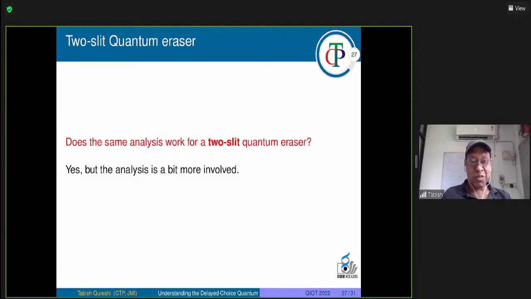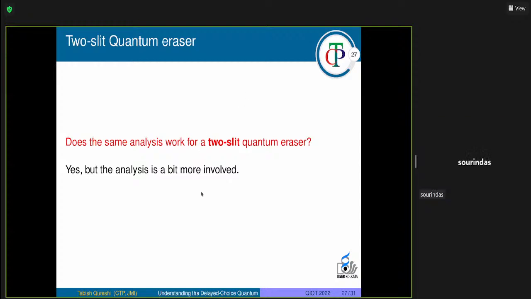So now this was a simplified setup using a Mach-Zehnder interferometer. You might ask whether the same analysis works for a double-slit quantum eraser, because there you don't have just two detectors, you have a screen and the particle can land anywhere. I can show you that you will reach the same conclusion, but the analysis will be a bit more involved.